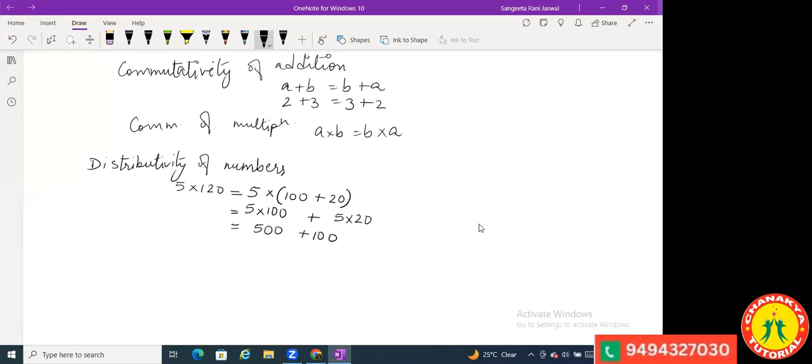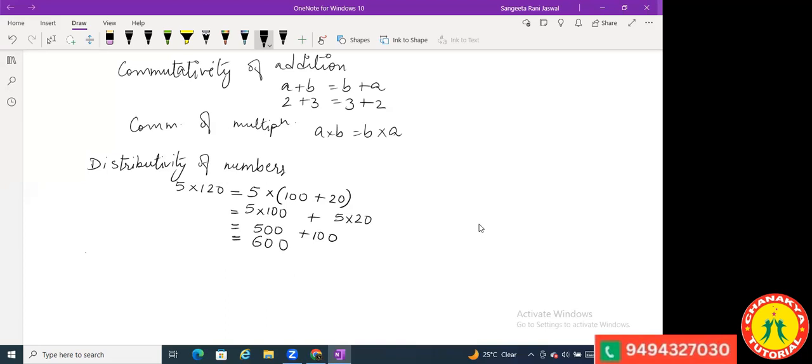You follow these rules that you will be studying in your next class, maybe in your 7th class or 8th class. And these rules also you will study in your later classes. So this gives you 600. And when you multiply 5 into 120, you get 600 only.